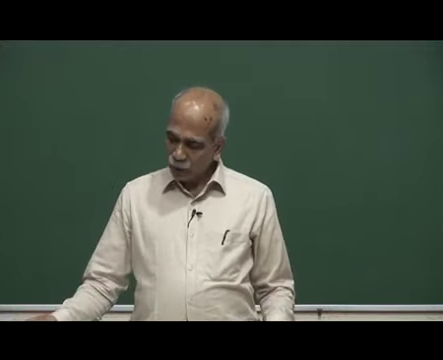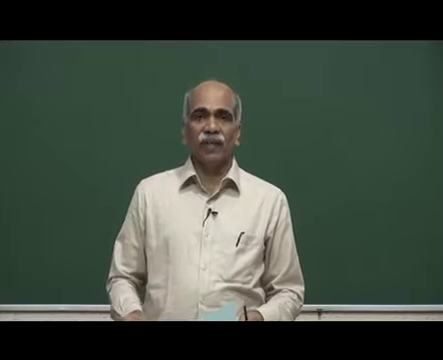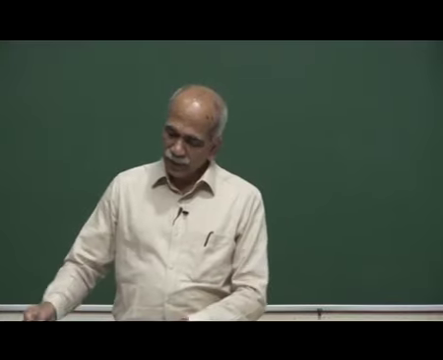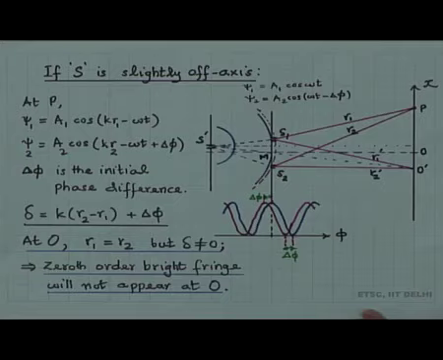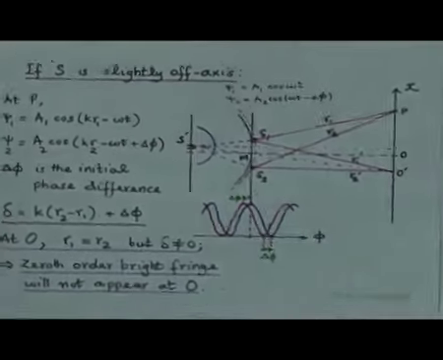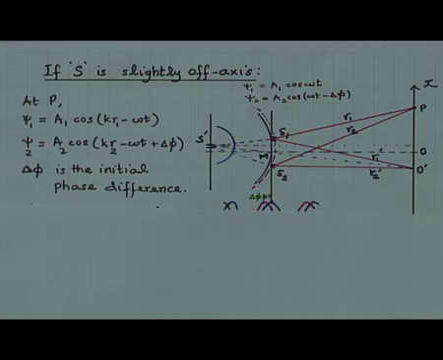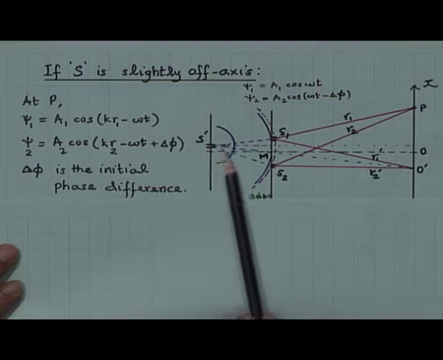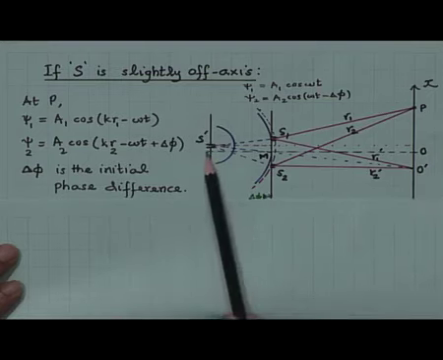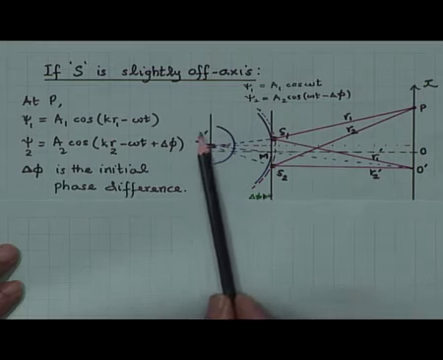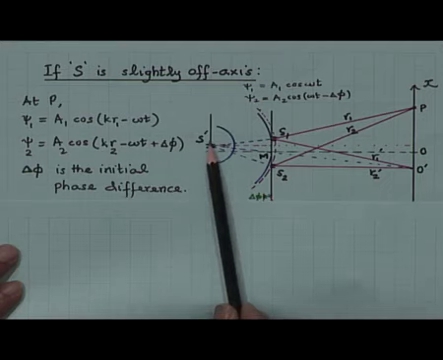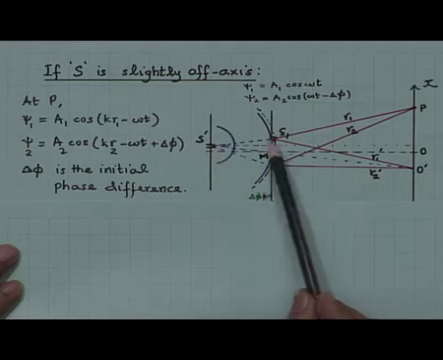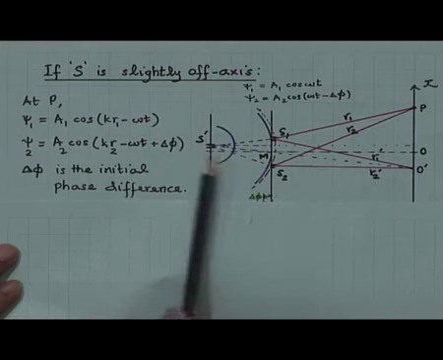So, we now look at a slightly different situation, where the source S has a finite offset. Here is the new discussion that we want to make. Let us look at the diagram first. If the source S has a small offset, it is not along this line here, instead the source, now I am calling it S dash, has a small offset, it is a little bit upward here, and then obviously the distances S dash S1 and S dash S2 will be different, because there is an offset.